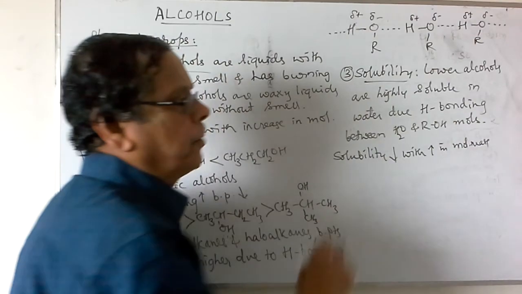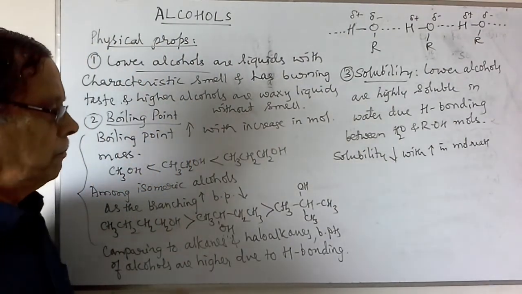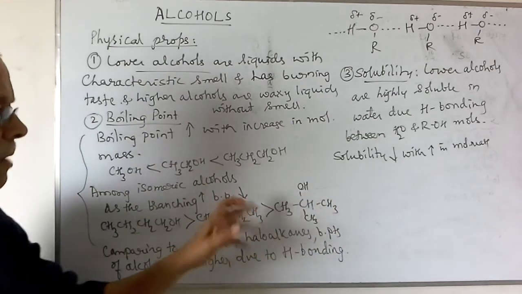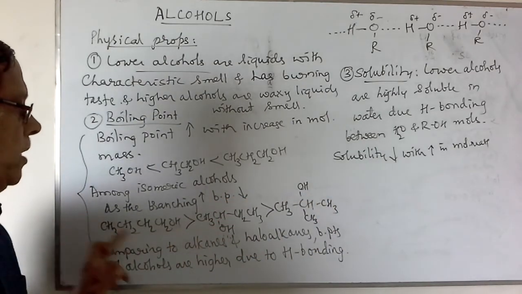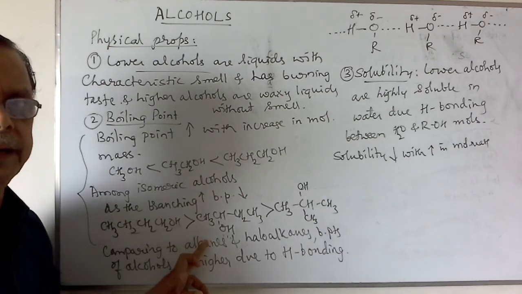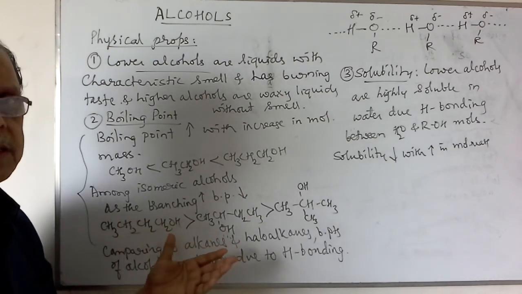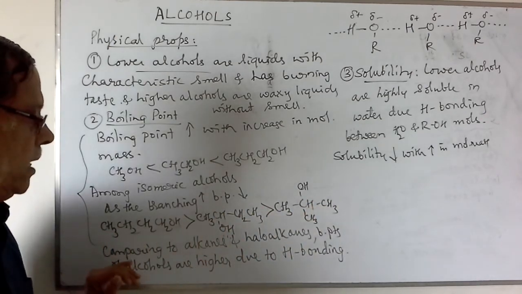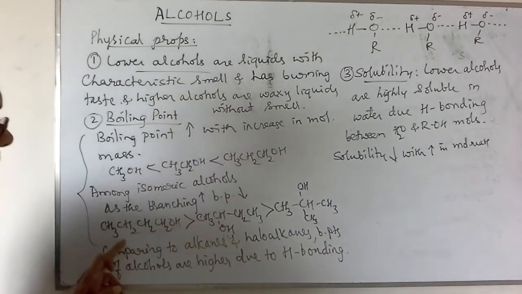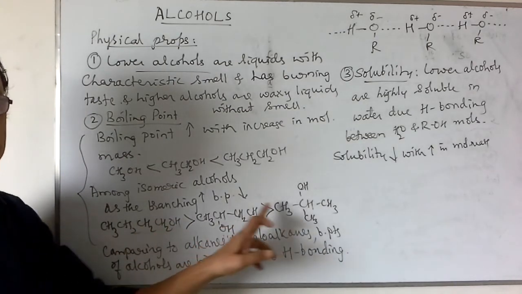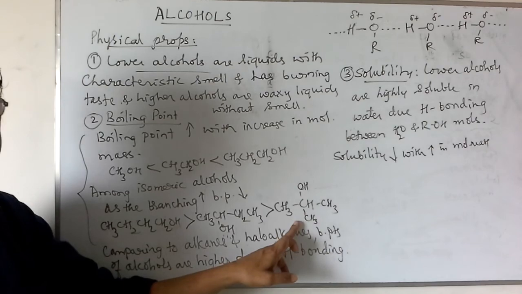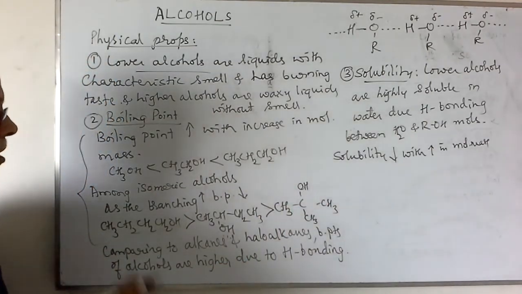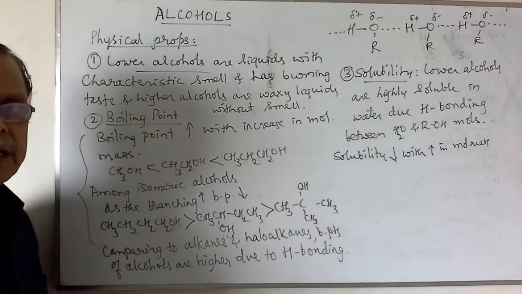So these are some physical properties of alcohols. Most important as far as competitive examinations as well as board exams are concerned is the boiling points of the isomeric alcohols. Among the various isomeric alcohols, as the branching increases, the surface area decreases and hence the boiling points will decrease. 1-butanol has a higher boiling point than 2-butanol, which has a higher boiling point than tertiary butyl alcohol, (CH3)3COH. So this is about the physical properties.